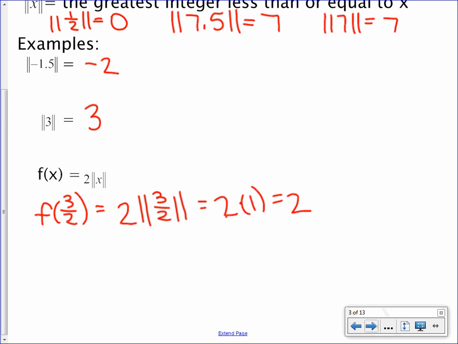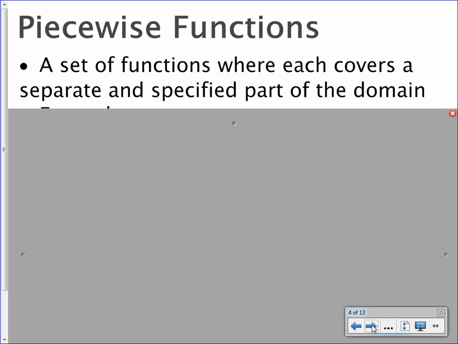Listen to what it is, a piecewise function. Do you think it has something to do with pieces? Maybe. Okay. A piecewise function is a set of functions. So it's pieces from multiple functions that cover a specific part of the domain. Maybe all real numbers, maybe just a chunk.